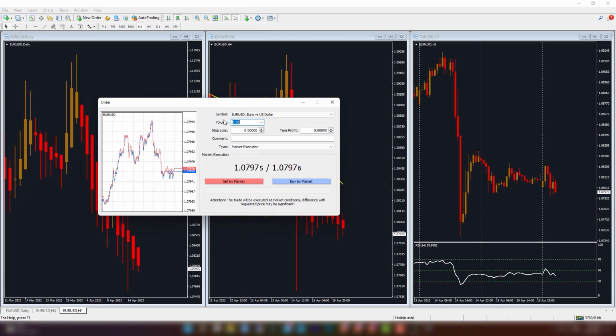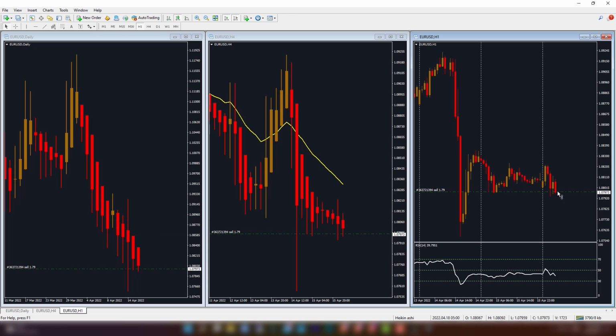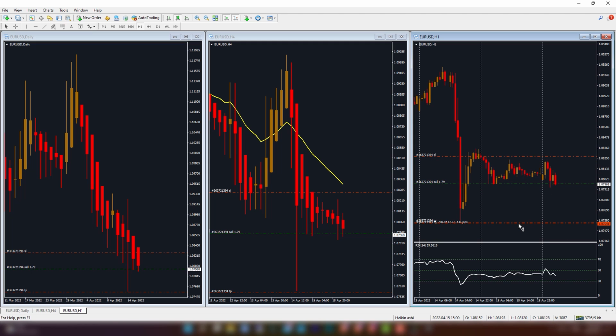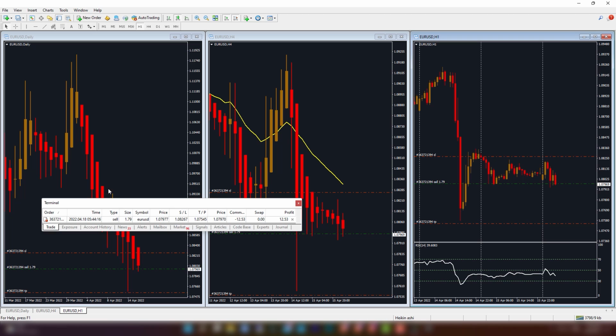I'm risking 2% of my account balance. I'm gonna drag the stop loss above swing high. My risk-reward ratio is 1 to 1.5. I'm risking $520 to make $773. Even if you have a smaller account balance, don't put more than 5% of it at risk.